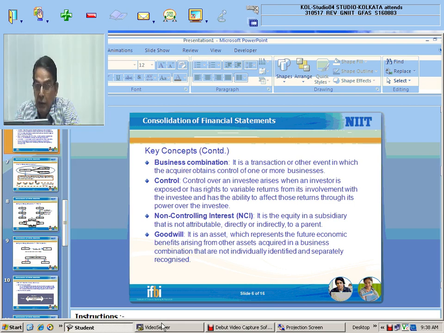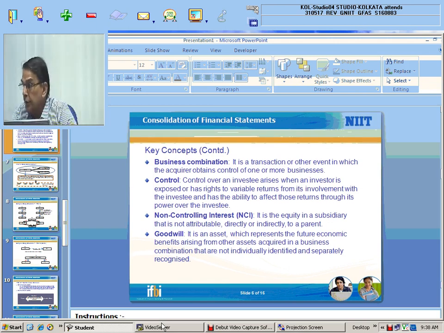Assets which can be individually identified and separately recognized are basically the assets reflected in the balance sheet of the subsidiary company. There will be some assets which could be acquired, but that cannot be individually identified and separately recognized. That is what is called goodwill. So the acquired or purchased goodwill will be reflected in the statement of financial position of the acquiring company or the parent company. Any questions?